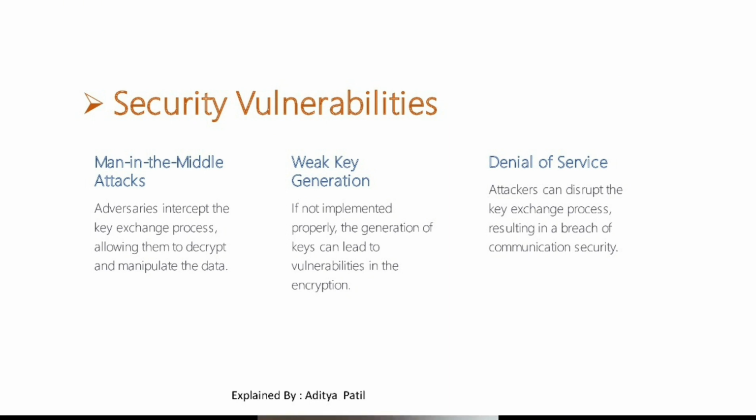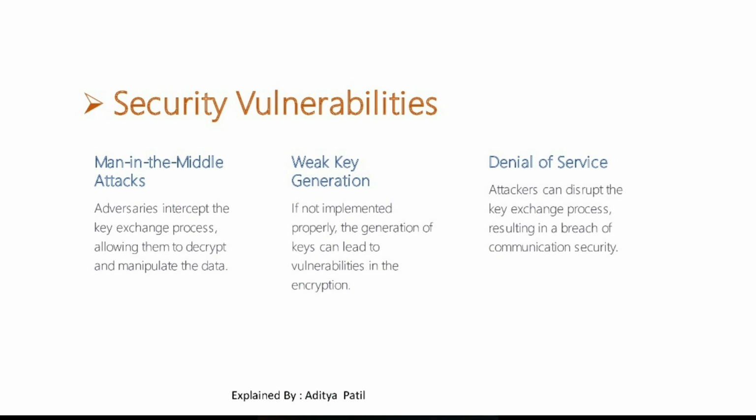The first type is man-in-the-middle attacks. As mentioned earlier, one of the primary vulnerabilities of the basic Diffie-Hellman key exchange is its susceptibility to man-in-the-middle attacks. An attacker can intercept the exchanged public values and replace them with their own, establishing separate shared secrets with each party. This allows the attacker to decrypt and potentially modify the communication between the two parties without their knowledge.